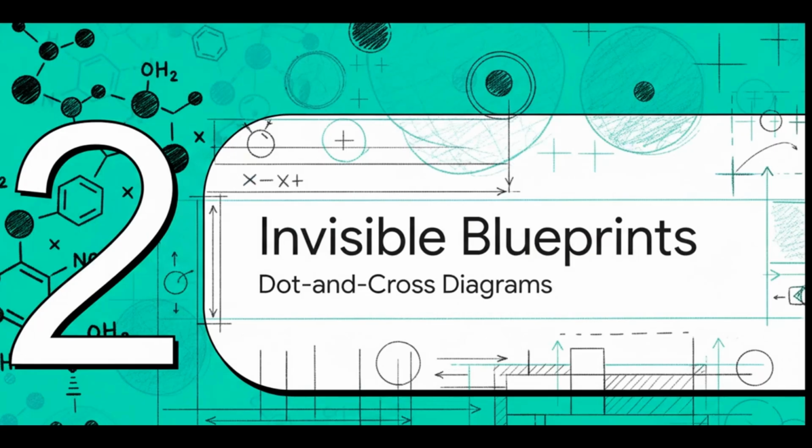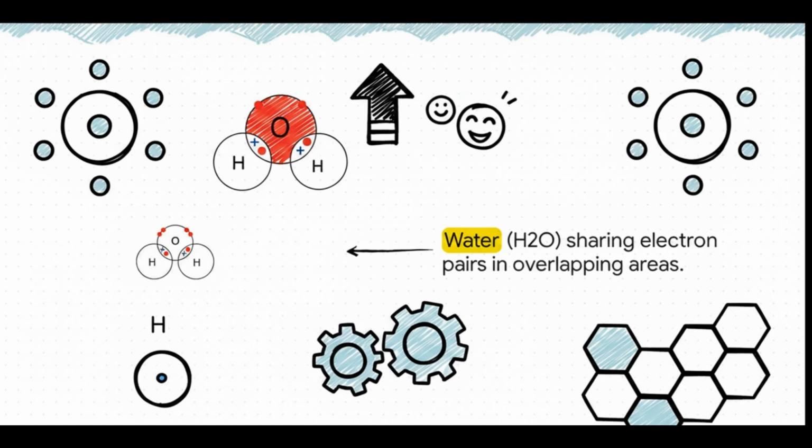Moving right along to Section 2, blueprinting the invisible, let's talk about dot and cross diagrams. To map out these invisible partnerships, chemists rely on dot and cross diagrams. Take the blueprint for a super familiar molecule, water, or H2O. Let's break it down. Right in the center, we have the larger oxygen atom. Now, oxygen naturally has 6 outer electrons, but it really wants 8. So what does it do?